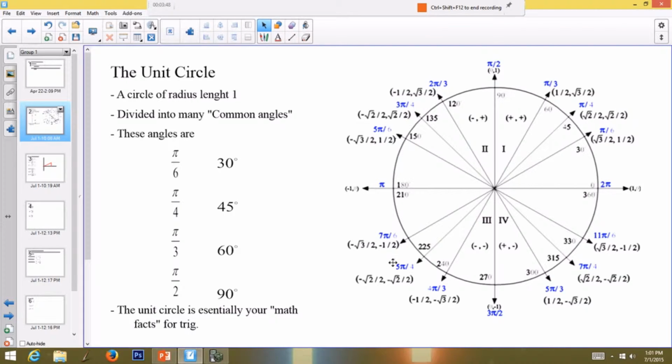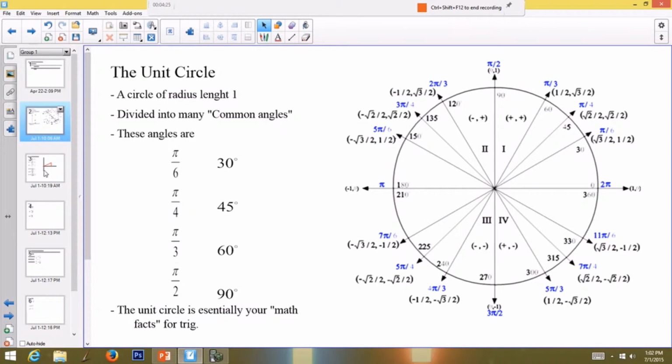Now, memorizing these things is essentially your math facts for trig. It is exactly the same as if I said what's 4 times 4, in your mind you're thinking 16 right now. You want to get to a point where when I say pi over 3, you are thinking 1/2 and square root of 3 over 2. That's just what you need to be thinking about. So it is very advantageous for you. Take some time, review this, and commit it to memory.